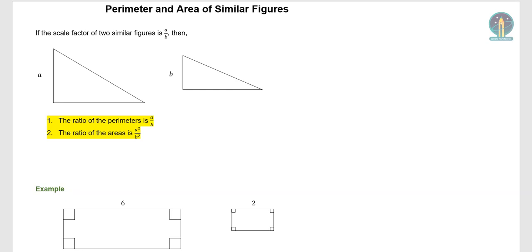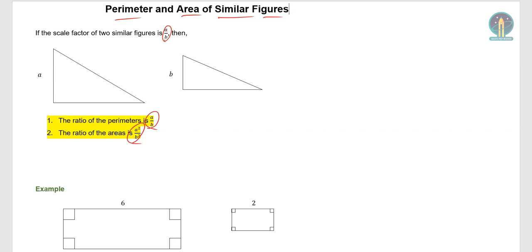In this concept, we're going to talk about the perimeter and area of similar figures. Now, we talked about similarity before, right? So if the scale factor of two similar figures is a over b, then we can say that the ratio of the perimeters is also a over b, and the ratio of the areas is a squared over b squared. Areas are squared.